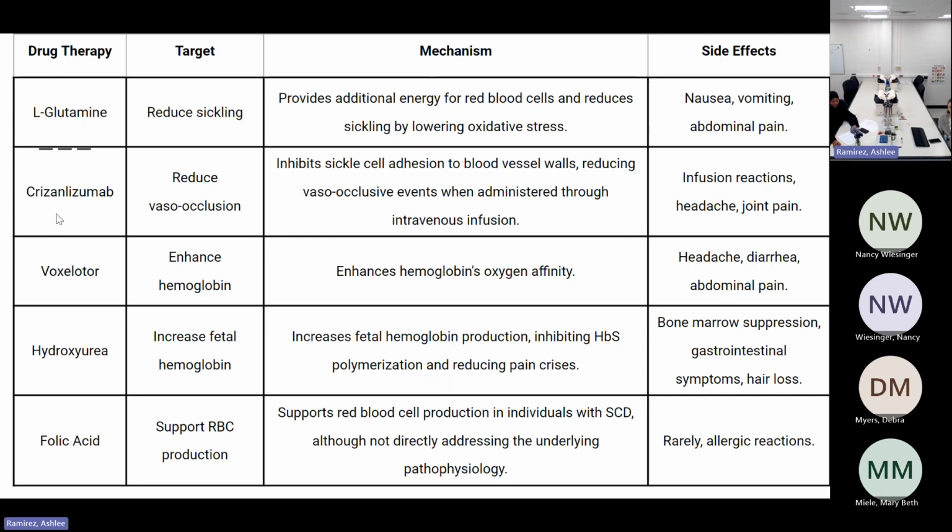Crizanlizumab here is a monoclonal antibody that reduces vaso-occlusion by inhibiting the cell adhesion to the vessels. Folic acid, for example, here is used as a support just to increase the production of red cells.